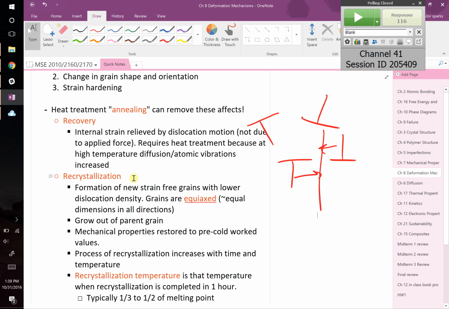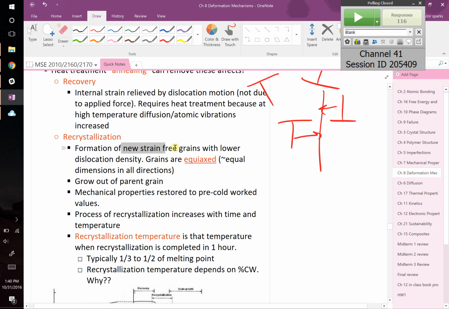Recovery says try and move the individual chairs to make it work within the existing lattice. Recrystallization says it's too broken, let's just crystallize new bonds or new grains entirely, right? So you form entirely new strain-free grains. These will be equiaxed, meaning that they don't have a preferred orientation. They're going to be random and sort of spherical shaped as opposed to long and drawn out maybe. These grow out of the parent grain, and then by doing so, you get mechanical properties that are restored to the pre-cold work set, right?